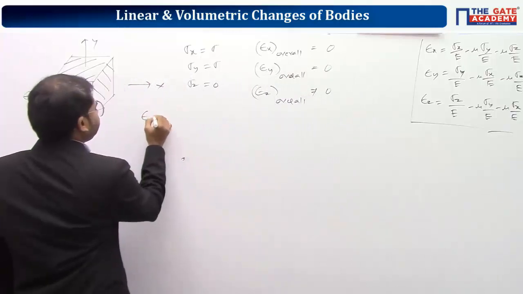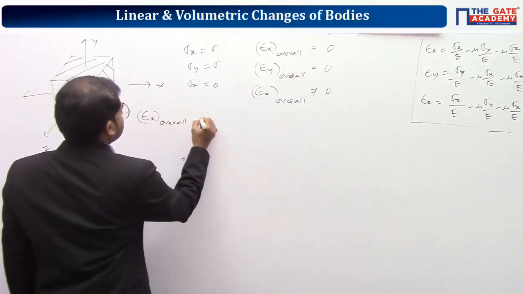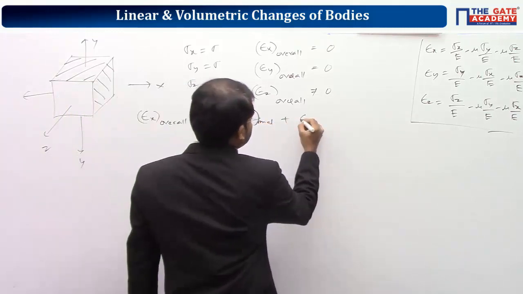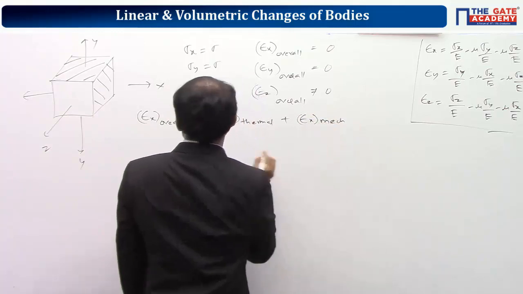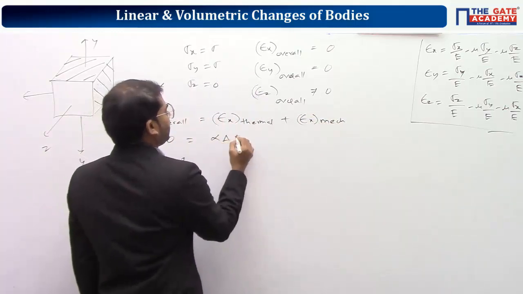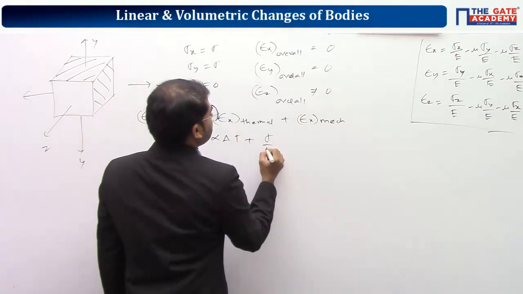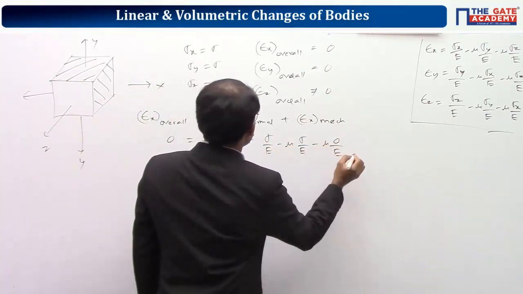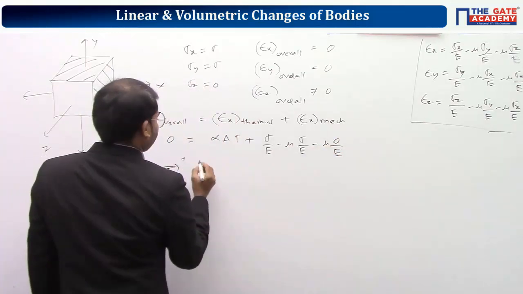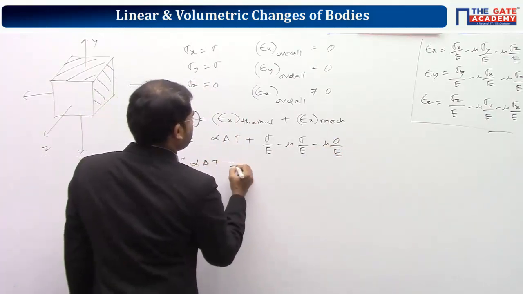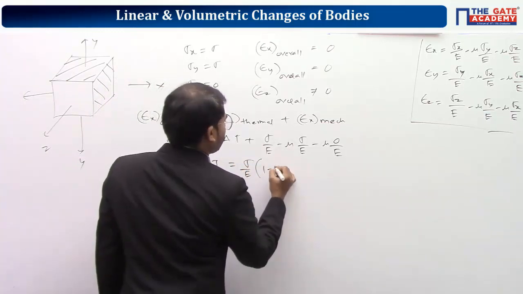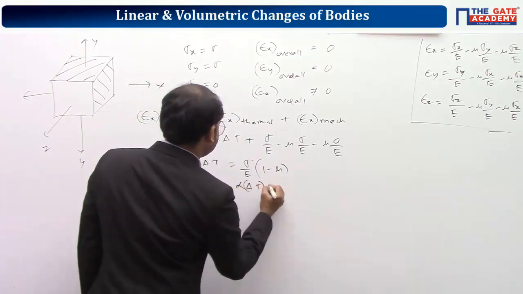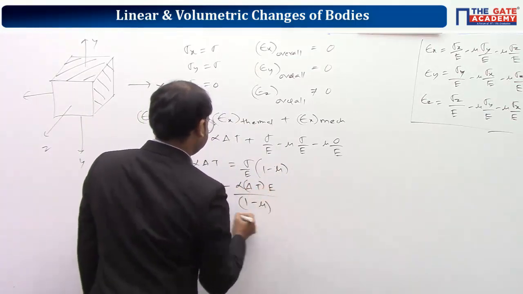Epsilon x overall is epsilon x thermal plus epsilon x mechanical. 0 is alpha delta T plus epsilon x mechanical, means sigma by E minus mu sigma by E minus mu 0 by E. This gives us alpha delta T is equal to sigma by E into 1 minus mu. This implies sigma comes out to be minus alpha delta T into Young's modulus whole by 1 minus mu.